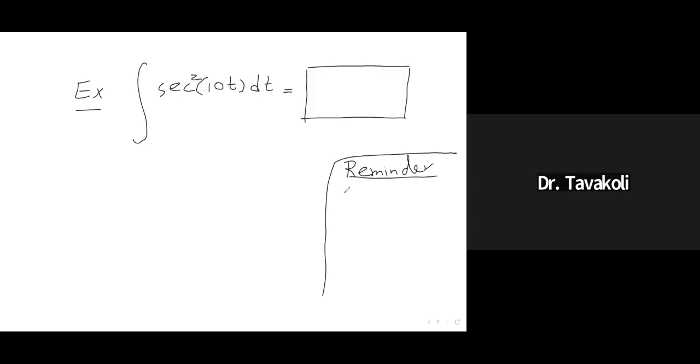As you might remember, the derivative of tangent of x, using the quotient rule, because tangent is sine over cosine, and using the quotient rule, the derivative of tangent is secant squared of x. So if I want to write this down in terms of integrals, it says that the integral of secant squared of x is going to be tangent of x and at the end plus c.